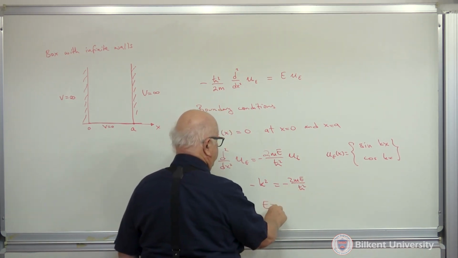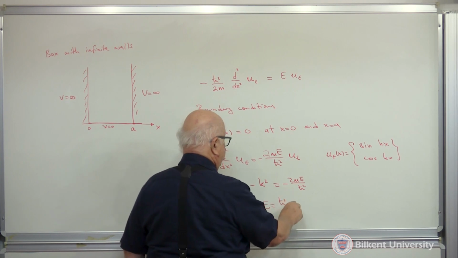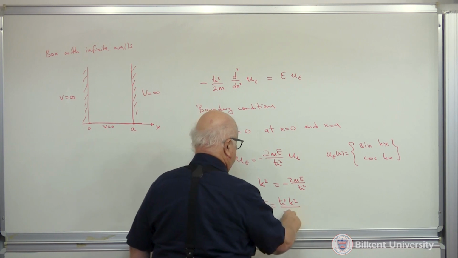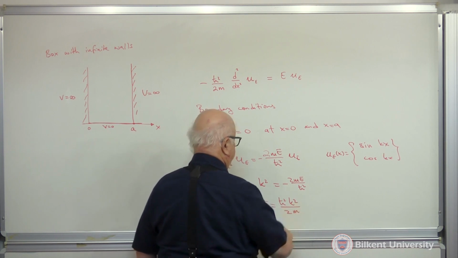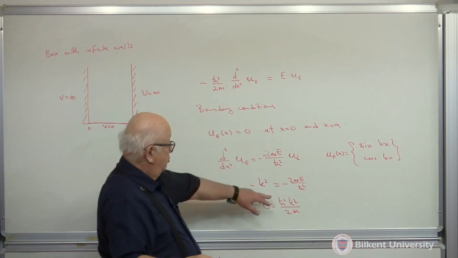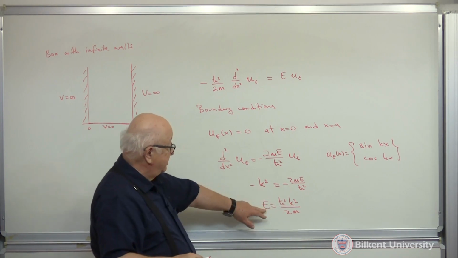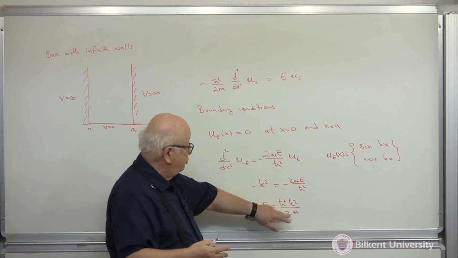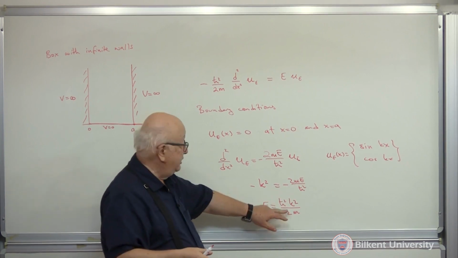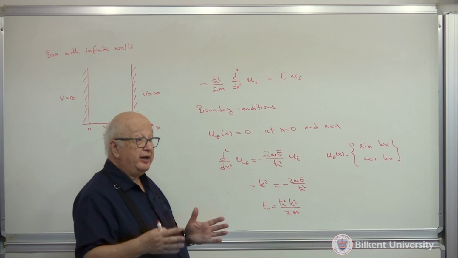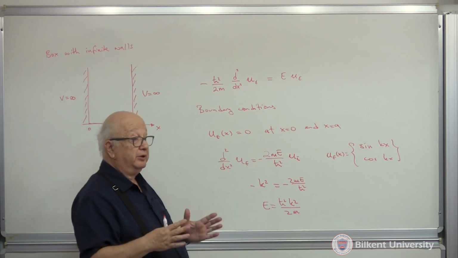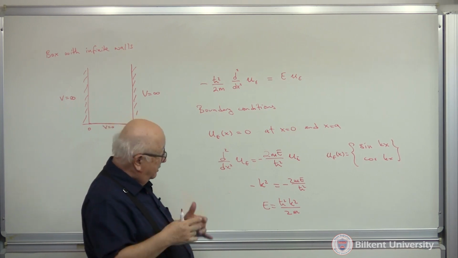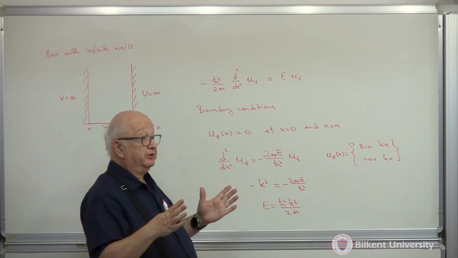or E is equal to h bar squared k squared over 2m. Okay, so again, you see, since this is the kinetic energy, you have p squared over 2m here, and h bar k is again associated with the momentum of the particle. Although we have to be a little careful because this is not a free particle.